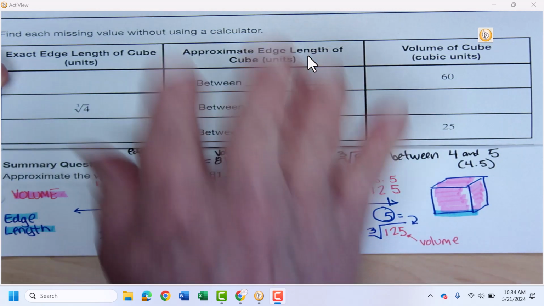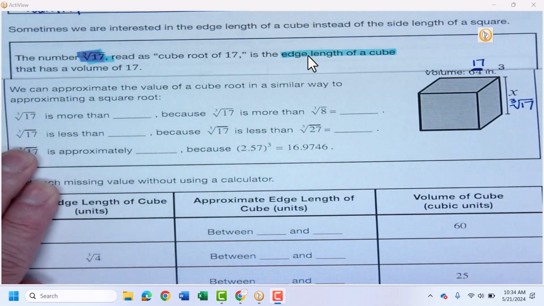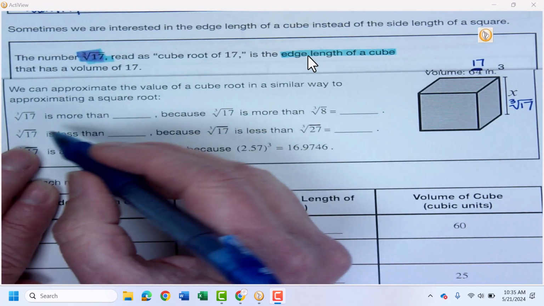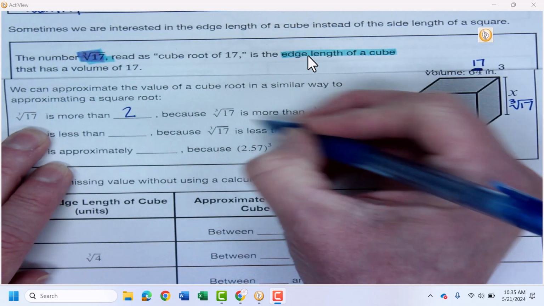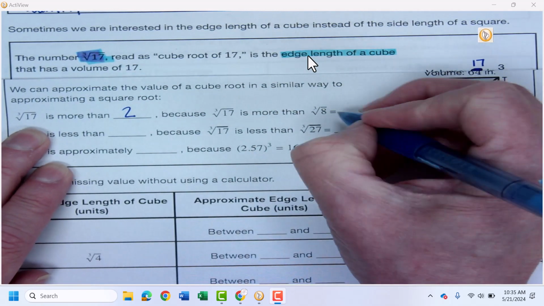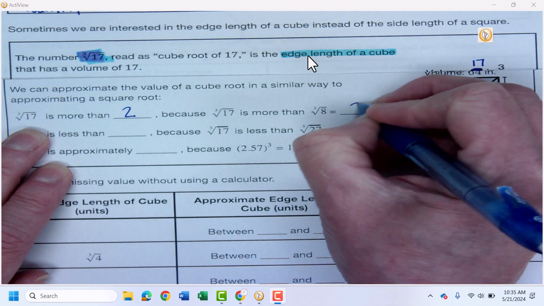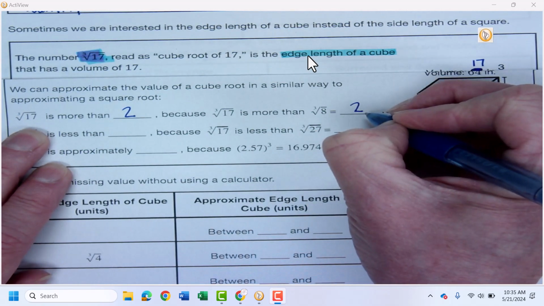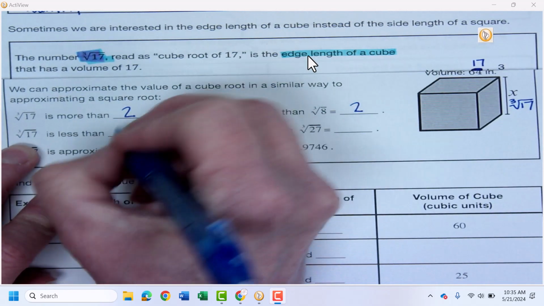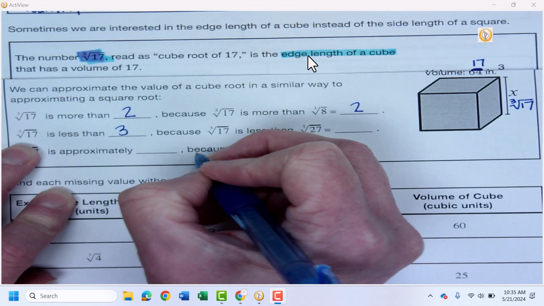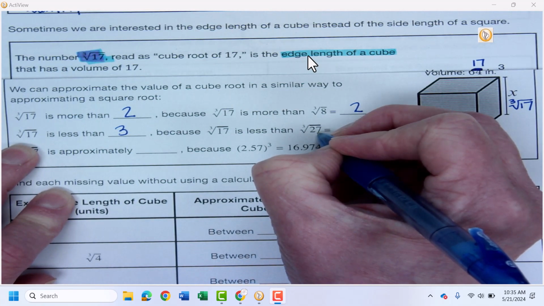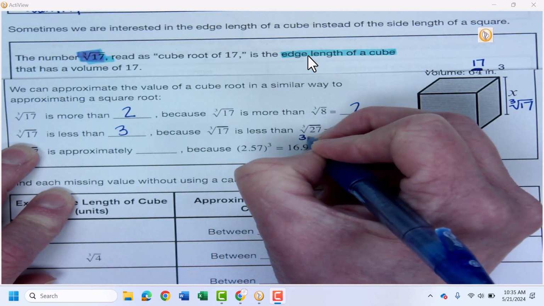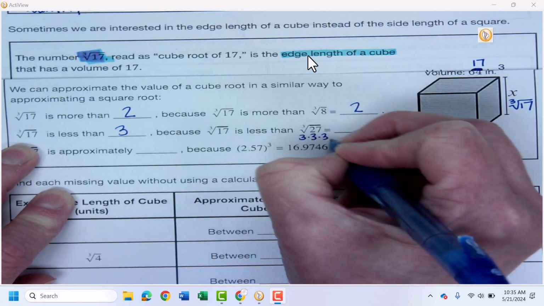Let's move back up top and try to remember that. So the cube root of 17 is more than 2 because the cube root of 17 is more than the cube root of 8. We knew the cube root of 8 was 2. And the cube root of 17 is less than 3 because the cube root of 17 is less than the cube root of 27. The cube root of 27 was 3 because 3 times 3 times 3 equals 27.